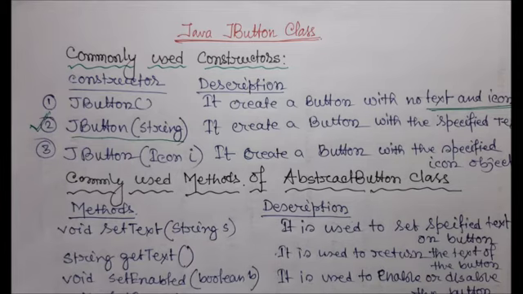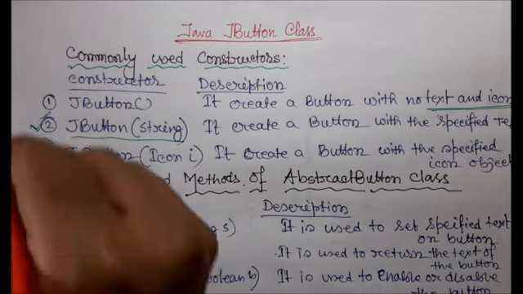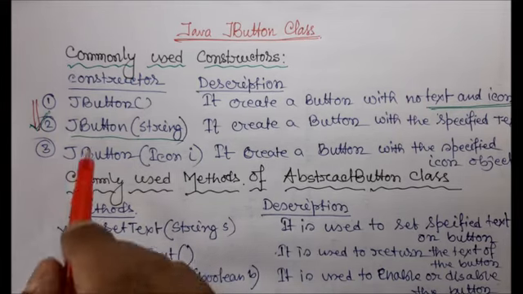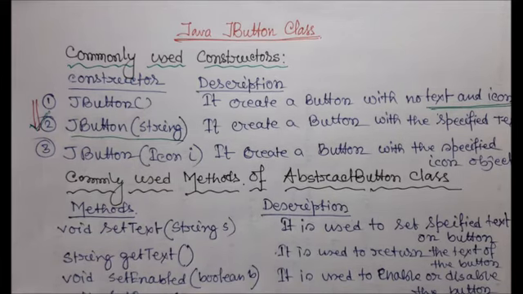The second constructor is most frequently used, and we can also use the third one, the JButton with an icon object. If I want to add a specified icon with an object, then we go for the third one. So these are the three important, commonly used constructors in case of JButton. We will discuss them with an example, and whenever I discuss the JButton example, I will show both of them. You can see it also.